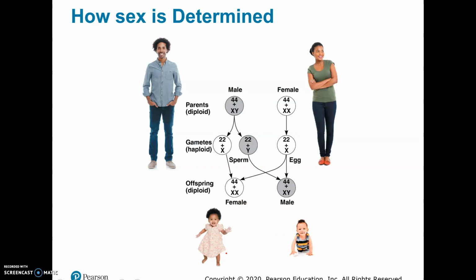It's got a whole bunch of things on it that are really important. And this is showing, again, a male makes sperm. They can either have an X or a Y, and then there are the 22 other chromosomes. So sperm has a total of 23.